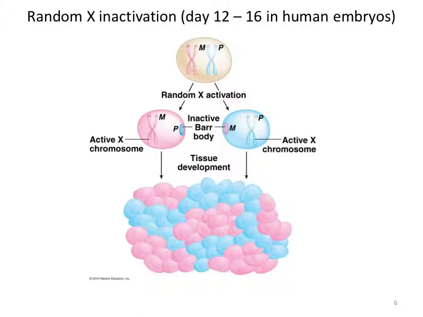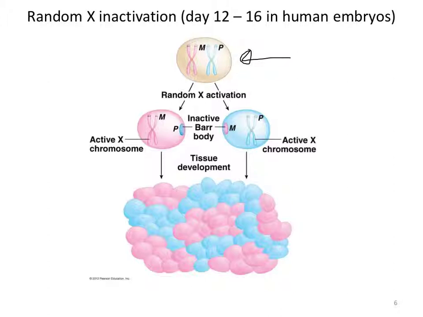Lyonization and the formation of Barr bodies occur fairly early in human development, around day 12 to 16 in human embryos. Here's an embryo, and you will have cells where one or the other X chromosome is randomly inactivated by that large RNA Xist molecule. The pink and the blue are used by the author to depict whether the X chromosome from mom or dad, mom being pink and dad being blue, I assume, although it could of course be the other way around, is inactivated.